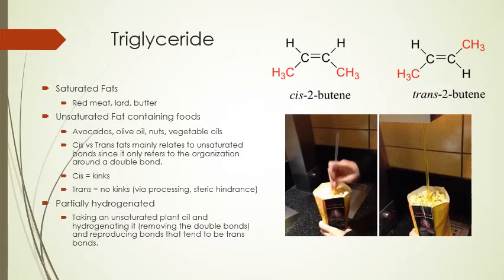So some examples of the triglycerides to really look at saturated versus unsaturated. Saturated fats tend to be red meat, all that delicious marbling you see in red meat, lard and butter, right? Those are solids at room temperature. Versus unsaturated fats tend to be oils. So avocados, they have definitely a creamier texture. Olive oil, nut oil, vegetable oils, those tend to be unsaturated fats.